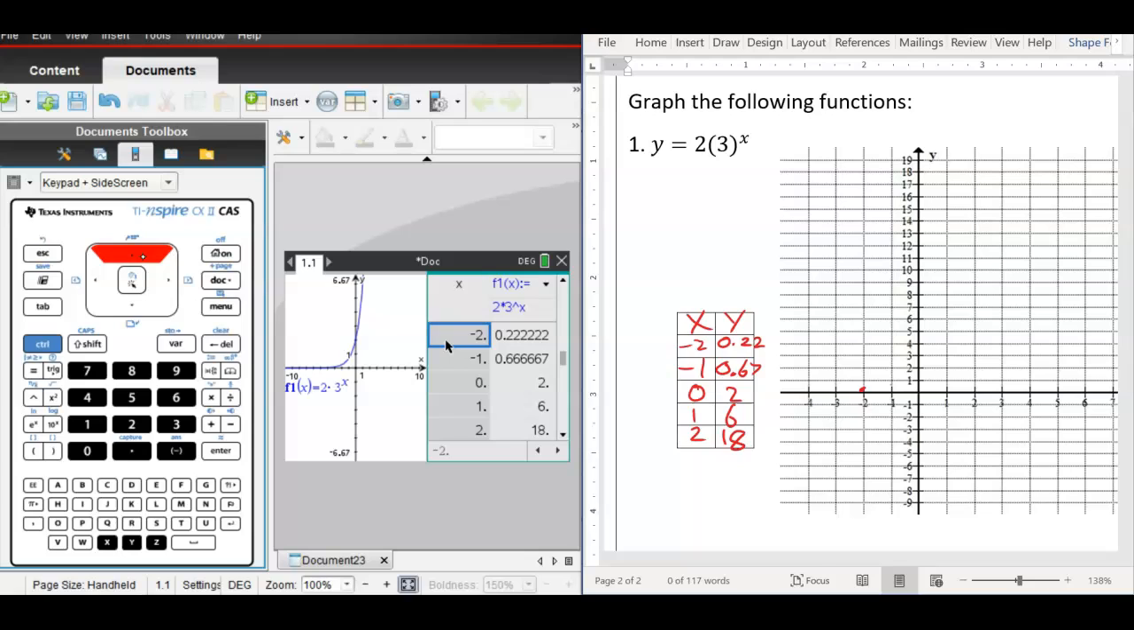So, -2, 0.2 is like a little bit above. -1, 0.67 is a little past halfway. 0, 1, 1, 3, 2, 18. Do y'all see how I am plotting the points from the table onto my graph? Okay. Now, this is going to go through these points, and then it's going to level out. It does not actually touch the line down here, okay? This line is an asymptote, okay?